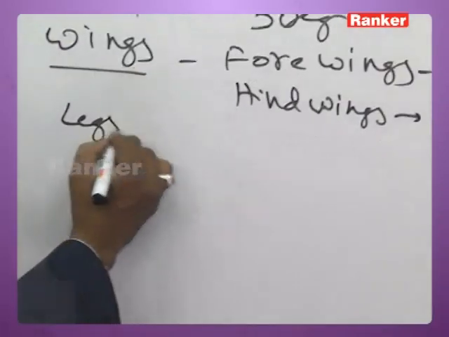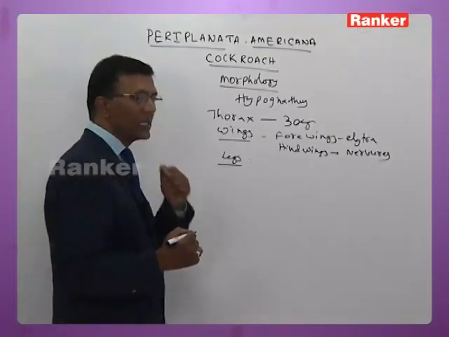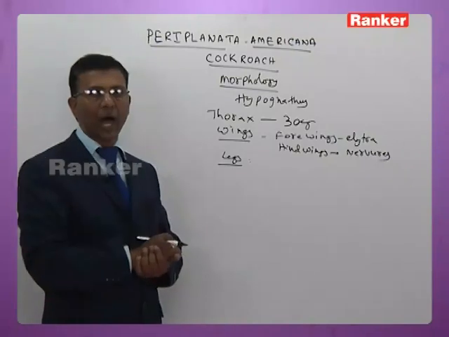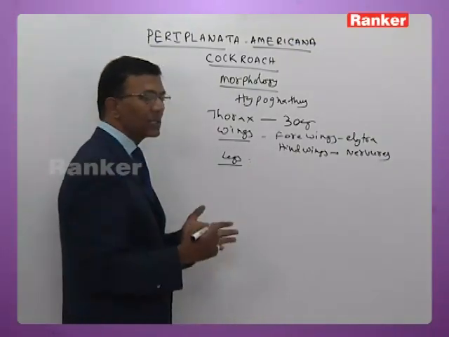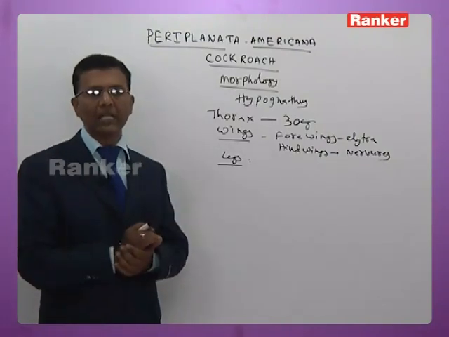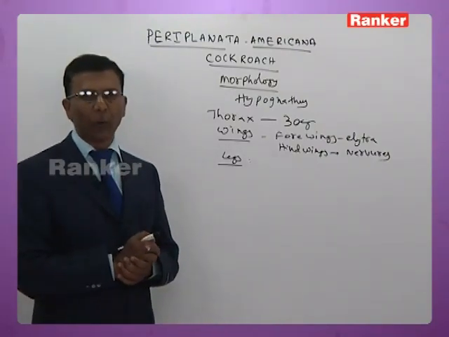Then the legs: three pairs of legs are present. That's why it is placed under Hexapoda or Insecta. Each leg has podomeres. Each segment of the leg is called a podomere.